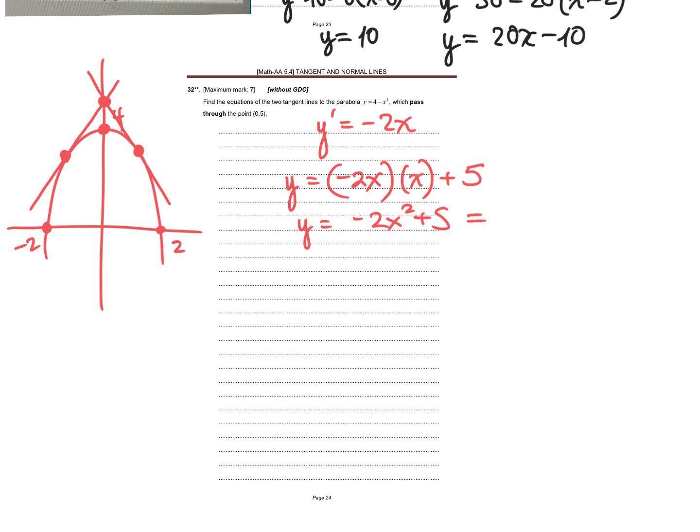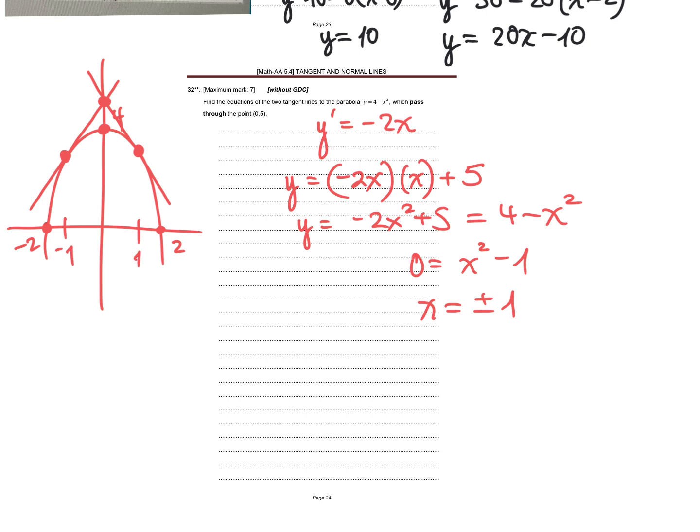Now we set this equal to 4 minus x squared. Adding the negative 2x squared over, and then subtracting the 5, we have x equals plus and minus 1. That's here: this is 1 and this is negative 1.